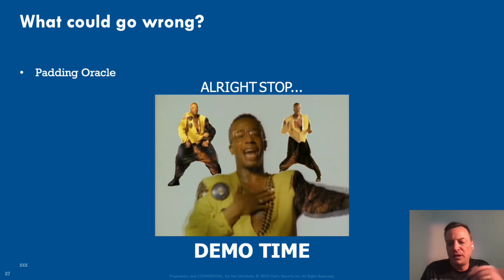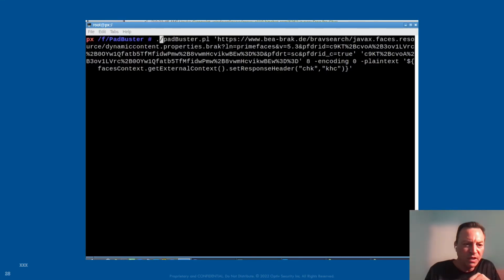So I'm going to let a video play here that will walk you through how the padding oracle works. There's a tool called PadBuster, which is commonly used. You feed it the URL with the parameters that you want. You give it the value that you want decrypted. You tell it the block size, whether it's encoded, whether it's plain text, hexadecimal, that sort of thing, and the parameters. So we'll let this play here real quick.